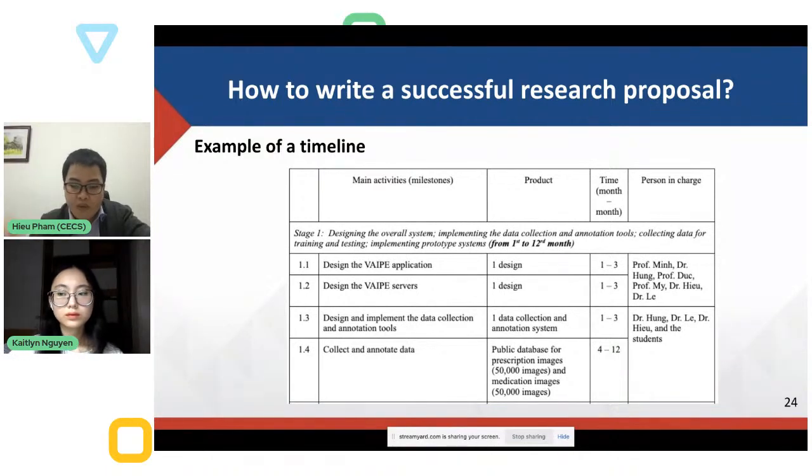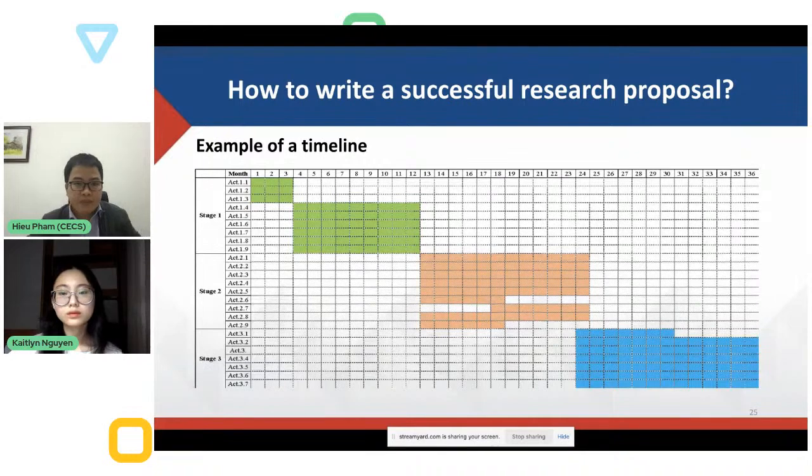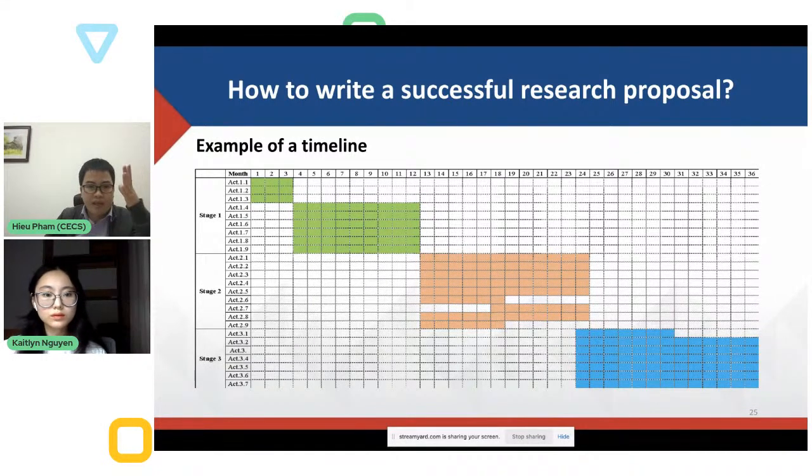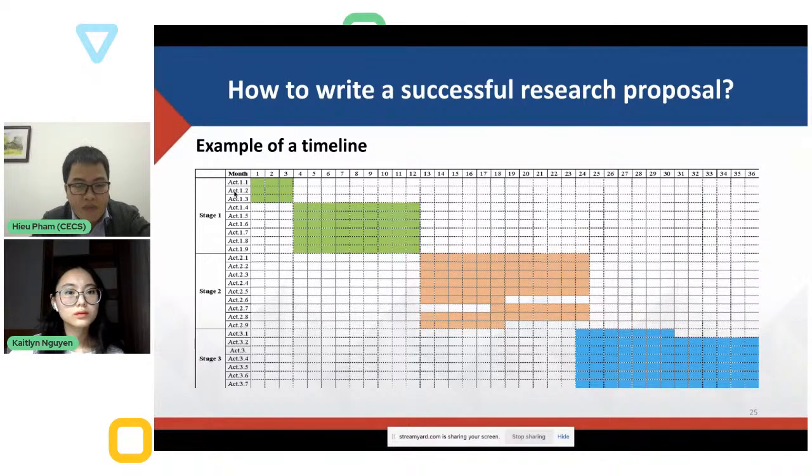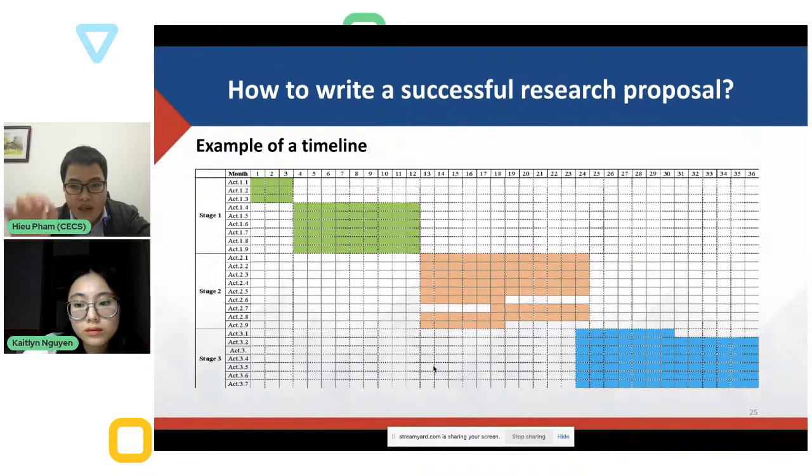You can do the same for the research project. Also, for a very big project, you can use this kind of diagram to show the timeline for the research project. So you can divide the project into some stages like that. For each stage, you have some activities, right? Each activity, you need to commit the time to complete it and achieve the goals of each activity. And when you look at this timeline, we can see how long each stage is and how much time we need to complete the whole project.